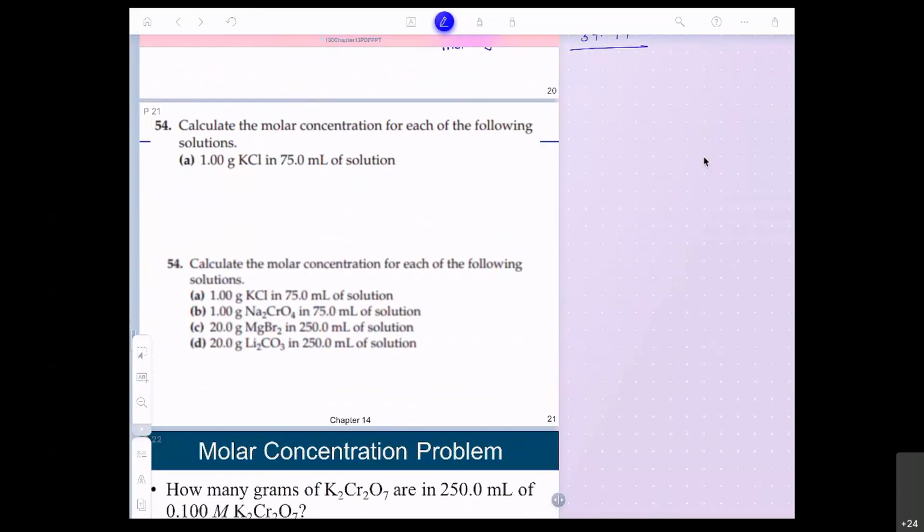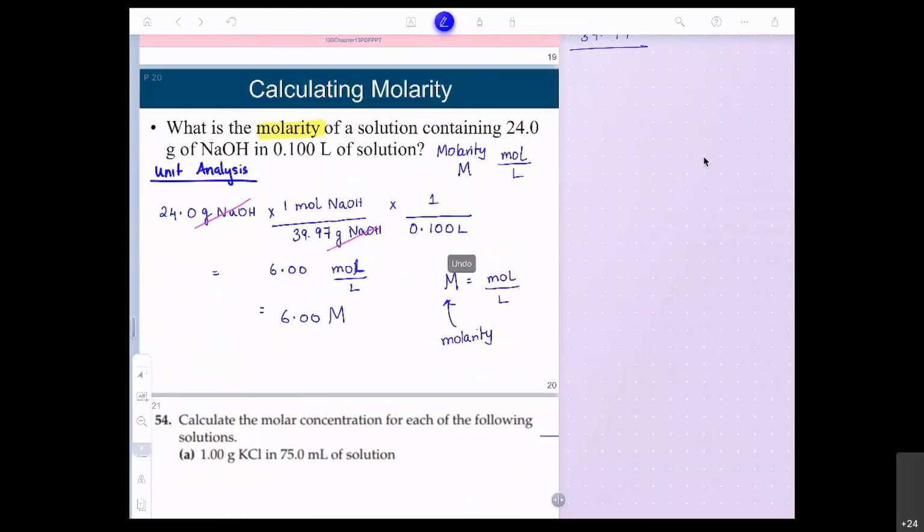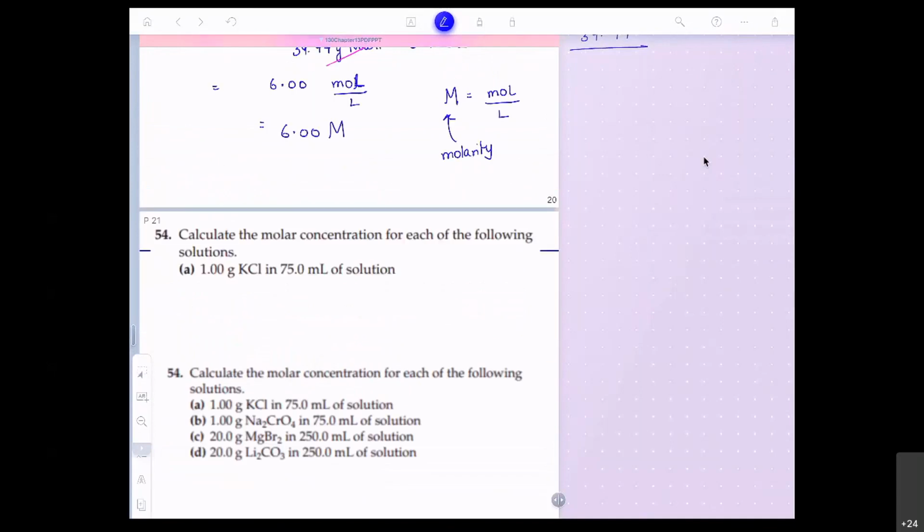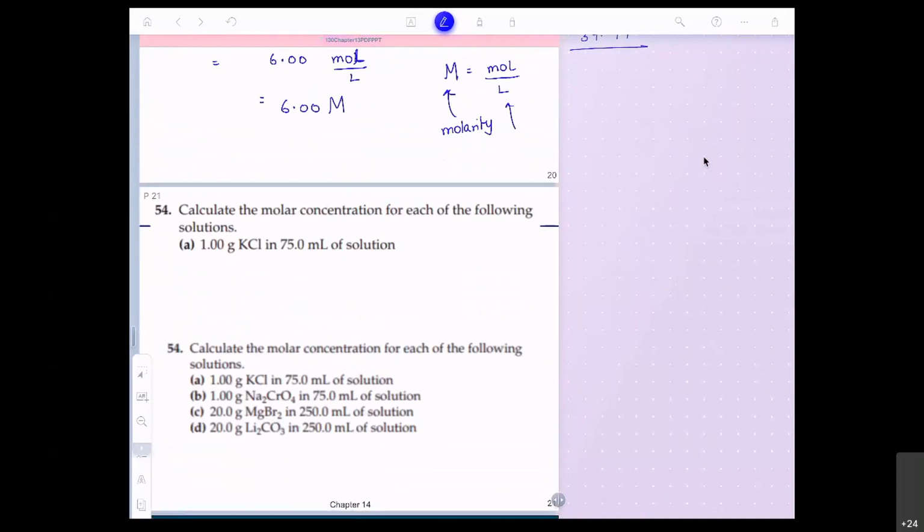Okay, let's go ahead and try one more together, and then I'll give you some time to work through a few of these. We're going to start with the first one. This is problem 54, 1 gram of KCl in 75 mL of the solution. You do not want to start with 75 milliliters, because you don't want to cancel out the milliliters. Keep in mind, your liters have to be on the bottom. We will convert milliliters into liters, but you really want to start with the grams of KCl, times 1 mole KCl on the top. On the bottom, you want the molar mass of KCl.